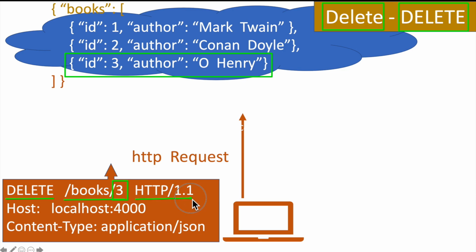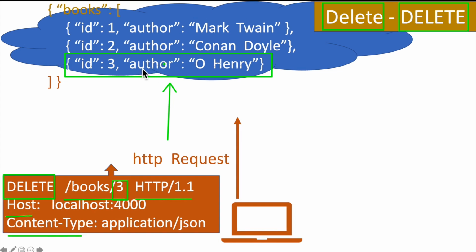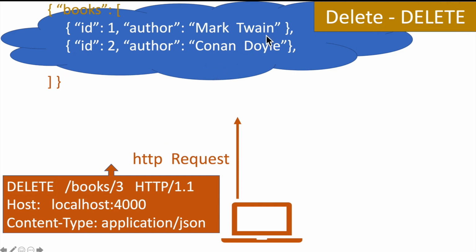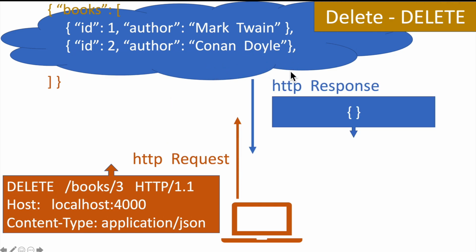And then we'll have the HTTP version, and then we'll have the host and content type header fields. When this request reaches the API it will understand that it has to delete a book record with the ID 3, and so it will proceed to delete the record with ID 3. And as you can see here, the book record with ID 3 got deleted. And once that is done, we get back a HTTP response, and the HTTP response will be an empty object.